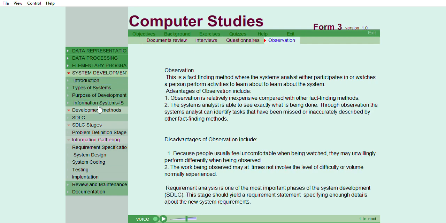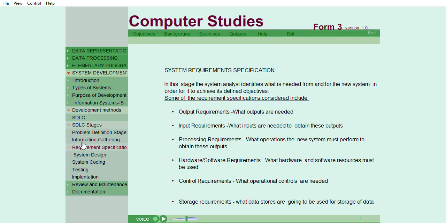Observation. This is a fact-finding method where the systems analyst either participates in or watches a person perform activities to learn about the system. Requirement specifications. In this stage, the system analyst identifies what is needed from and for the new system in order for it to achieve its defined objectives.